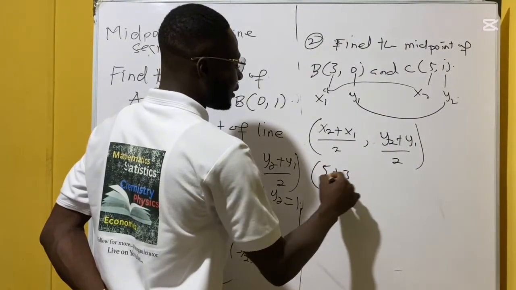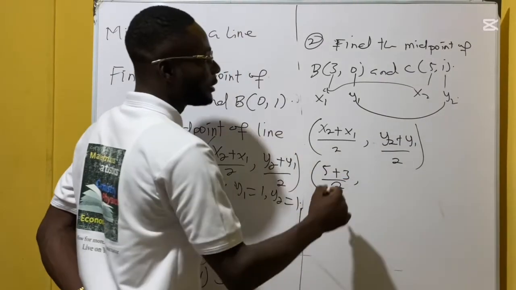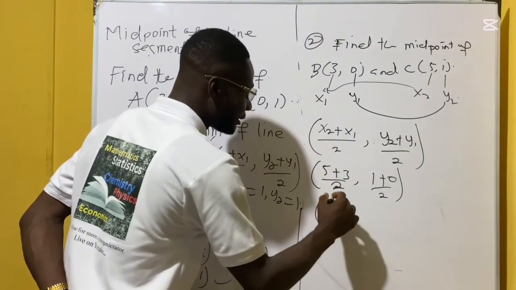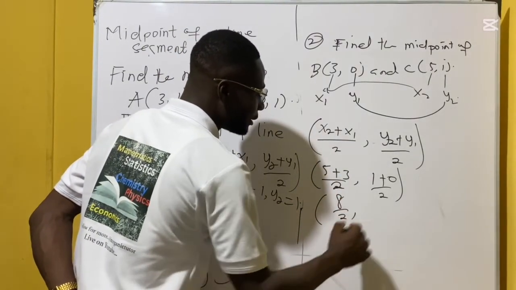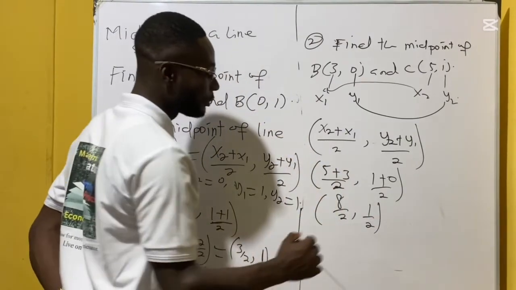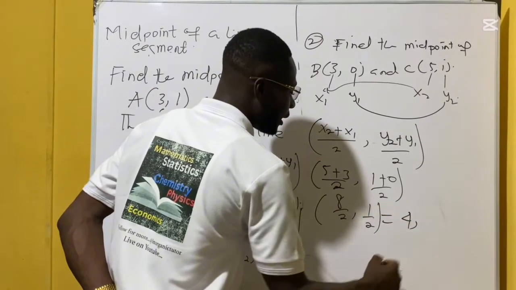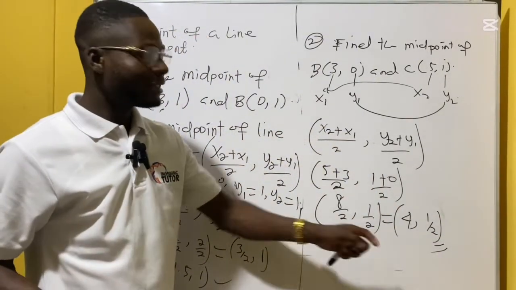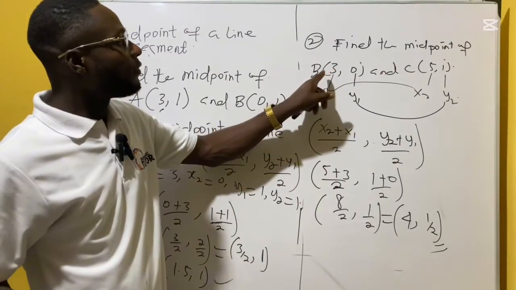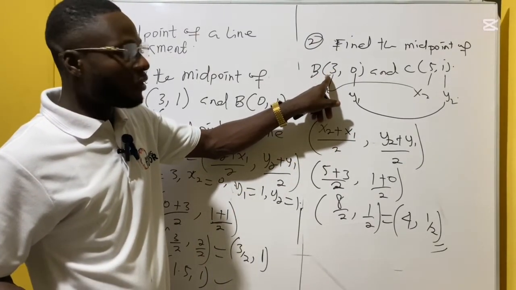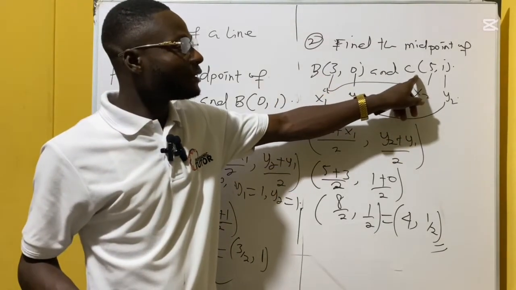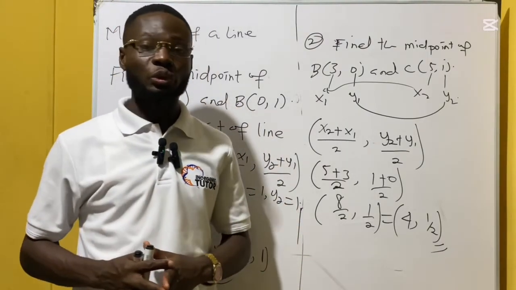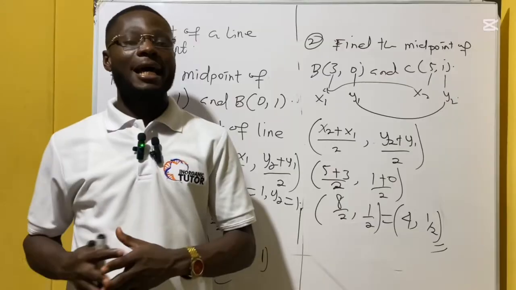So we're going to have 5 plus 3 on 2, comma, 1 plus 0 on 2, right? And that is basically 8 on 2 and 1 on 2, right? So we're going to have 4 and a half. So that is the midpoint of line B (3, 0) and C (5, 1). So that is basically the process we go through to find the midpoint of a line.